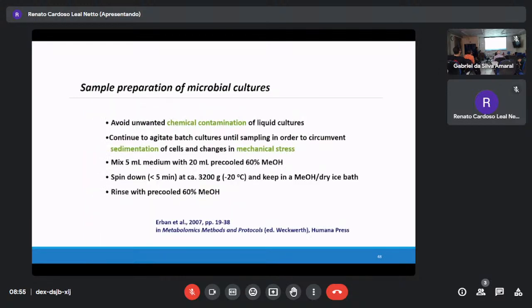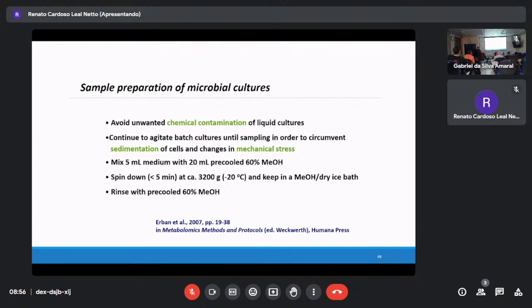Sample preparation before extraction: avoid unwanted chemical contaminants in the liquid culture. That is very important. It's not just an issue of metabolomics; in microbiome work, one day you can find a lot of fungus and you have to throw it away. Plant tissue culture is even worse, always contaminated. So you have to check unwanted contaminants very carefully, and continue to agitate the cultures until sedimentation.